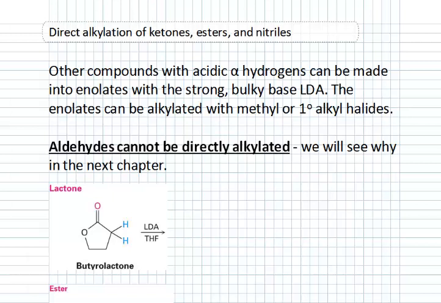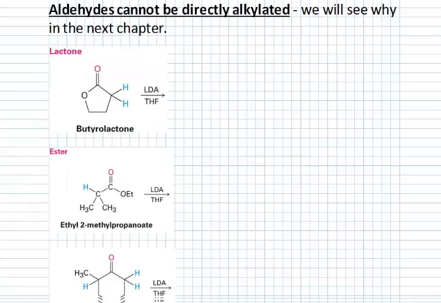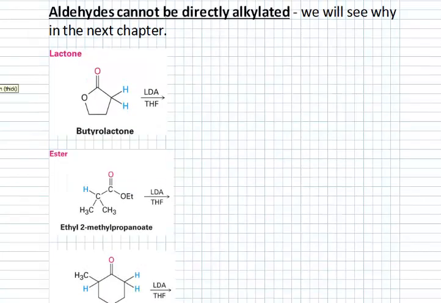So we'll use LDA to fully form an enolate from other carbonyl compounds, and then we'll alkylate it with a methyl or primary alkyl halide. So it should be very simple. We cannot do this with aldehydes. With aldehydes, the carbonyl is so electrophilic that any enolate we form will just instantly attack a carbonyl of the next molecule. So that's in the next chapter in our condensation reactions. So aldehydes are excluded from alkylations, essentially, but we can do it with most anything else, right?